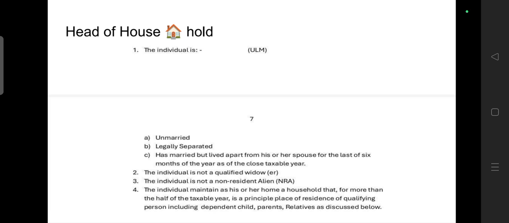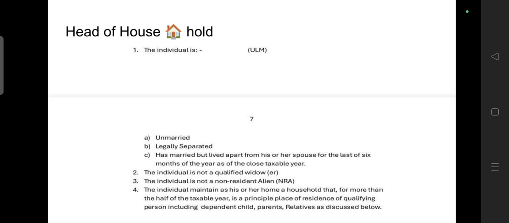We have already seen a lot of things. In order to be eligible, it's for unmarried people. We saw in the single category: unmarried people, or legally separated people, or, taking the last 6 months from the end of the taxable year, those couples who are living separately and are in the process of separation. They are eligible, these three categories.